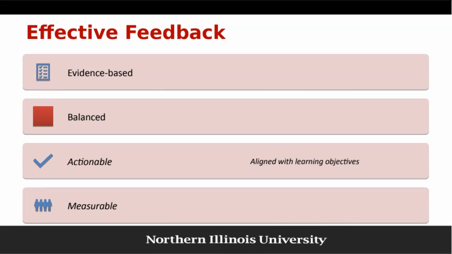And so another aspect of effective feedback is that you can measure it. So I suggested to them that they refine the APA style references. And so they took action on that, and then I could measure it. I could look at their revision, and I could see that they correctly integrated the APA style standards. And so that's an effective, evidence-based type of feedback.